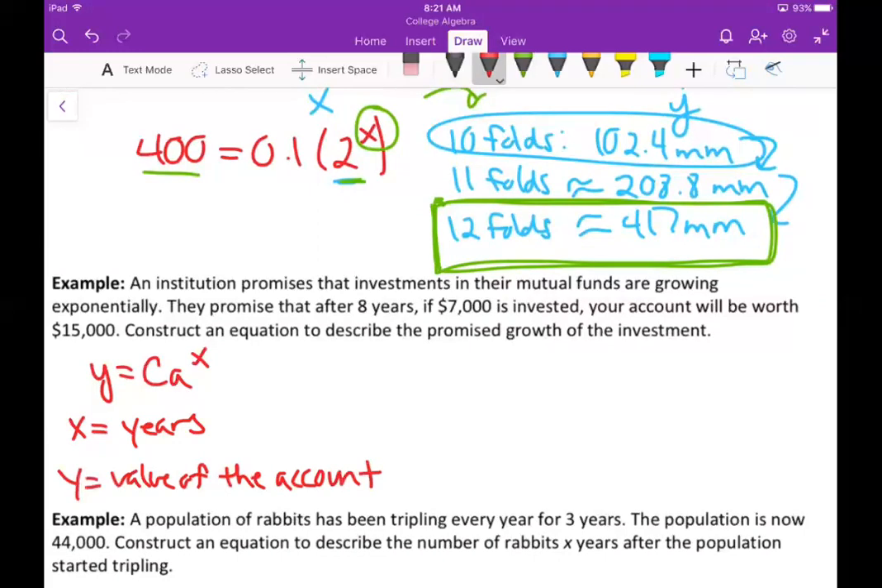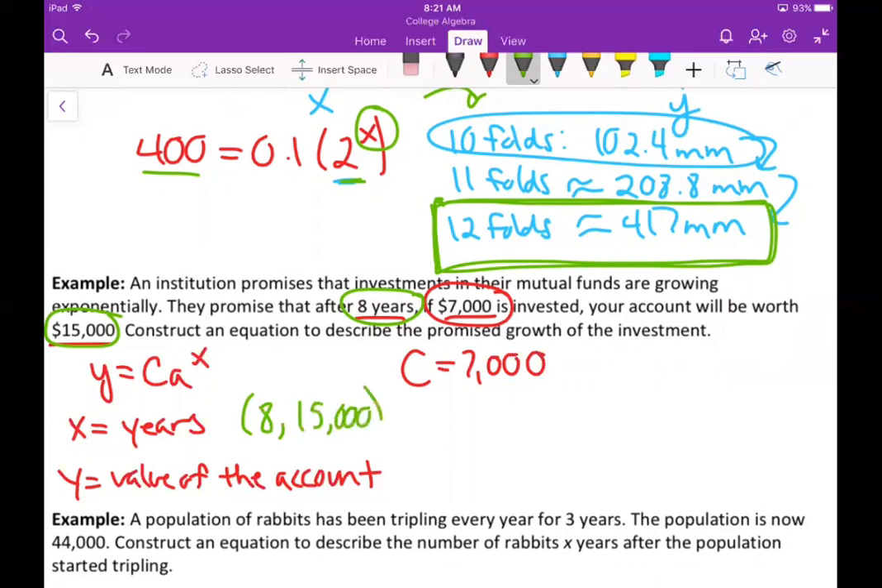Now, we only know that after 8 years, if $7,000 is invested, we expect the account to be worth $15,000. So we know the original investment. We know that c should be 7,000 because that's how much they're asking us to invest. After no years, we'll have $7,000 in the account because we're going to put that in there. But then we're not given a growth factor. We're given that after 8 years, we'll have $15,000 in the account. So we're given another point here.